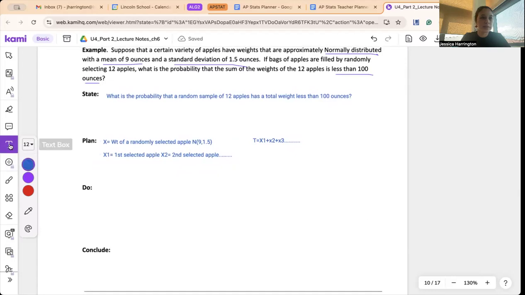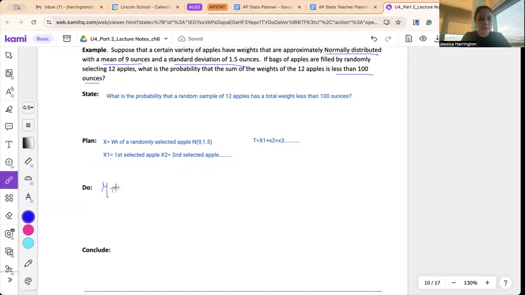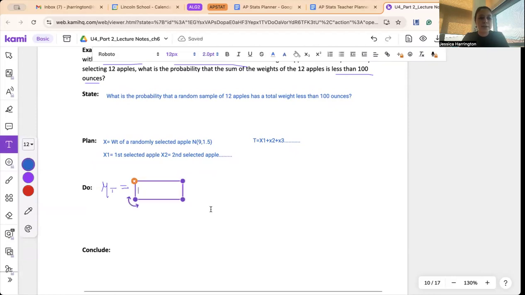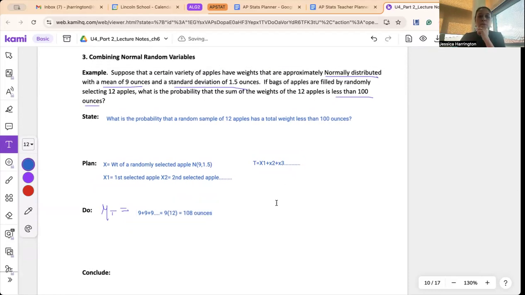Let me write this, mu sub T equals, now I'm going to type. It's going to be the mean of X1. Well, the mean of the first apple is 9, the mean of the second apple is 9, the mean of the third apple is 9. So the fast way would be to just do 9 times 12, which is 108. Is this ounces? Yes, ounces. So we would expect the expected value of 12 different apples to weigh 108 ounces.